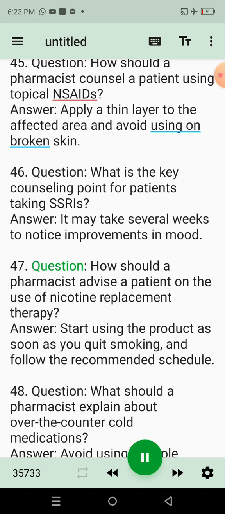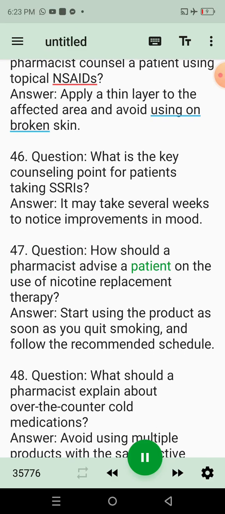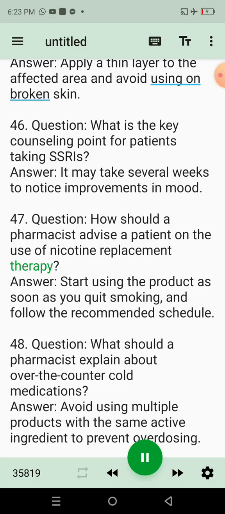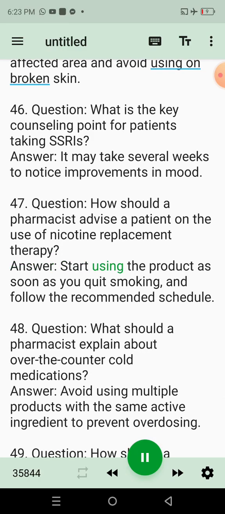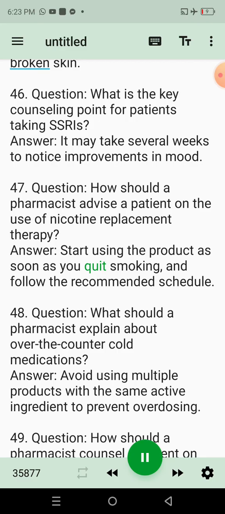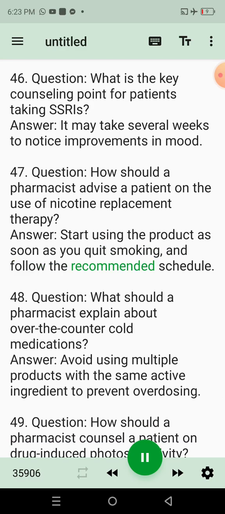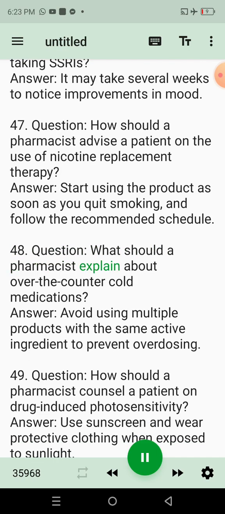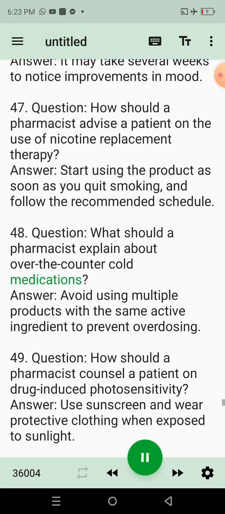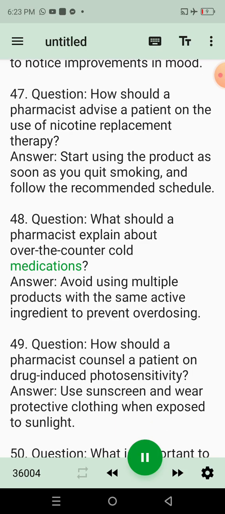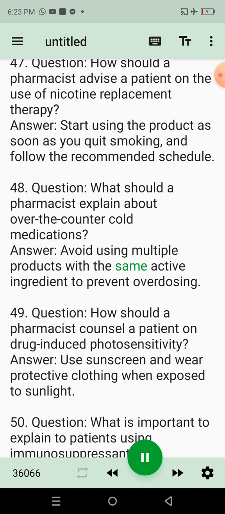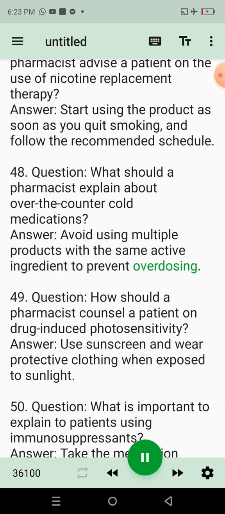47. Question: how should a pharmacist advise a patient on the use of nicotine replacement therapy? Answer: start using the product as soon as you quit smoking, and follow the recommended schedule. 48. Question: what should a pharmacist explain about over-the-counter cold medications? Answer: avoid using multiple products with the same active ingredient to prevent overdosing.